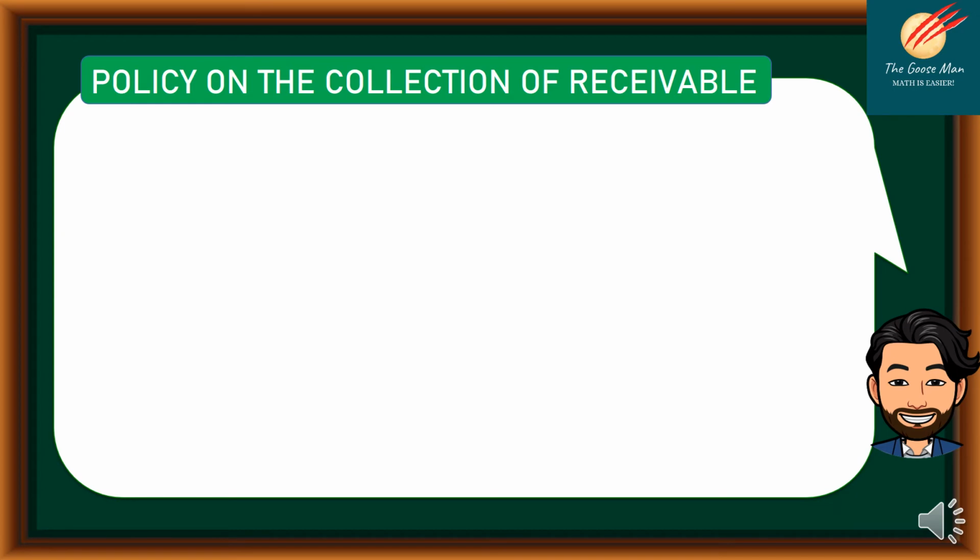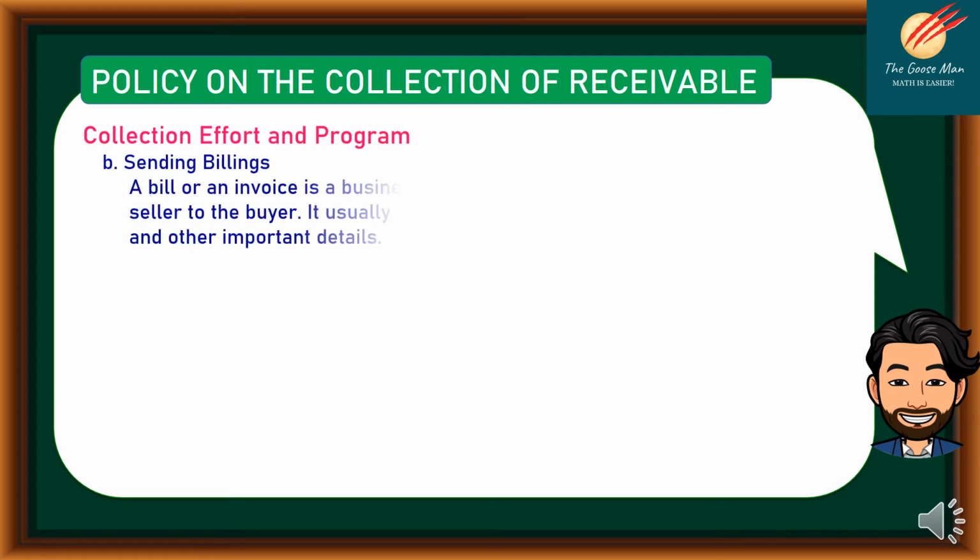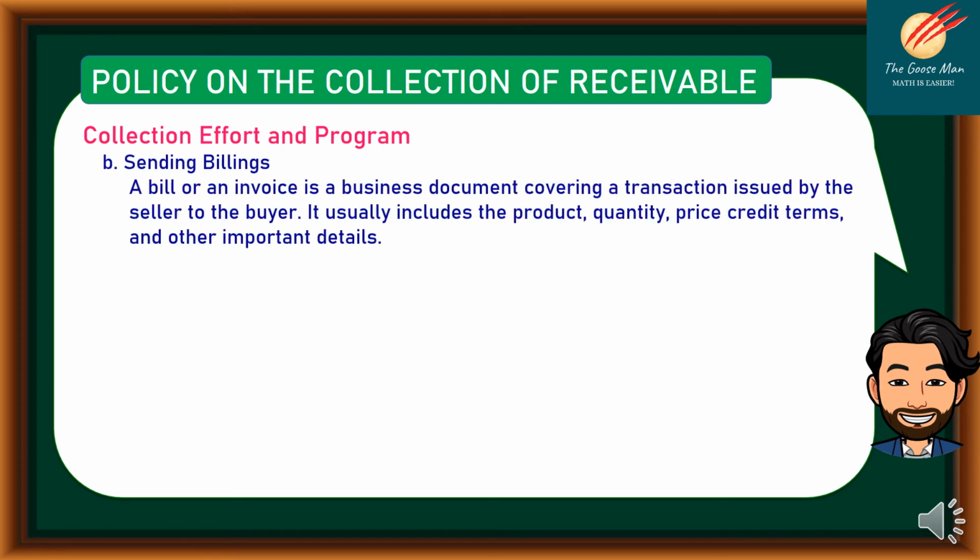So after you monitor your receivables, the next step on collection effort and program is sending billings. A bill or an invoice is a business document covering the transaction issued by the seller to the buyer. It usually includes the product, quantity, price, credit terms, and other important details. So the time of sending the bill must be clarified with the customers, most especially if there is a cut-off date. Next is the charges on overdue account.